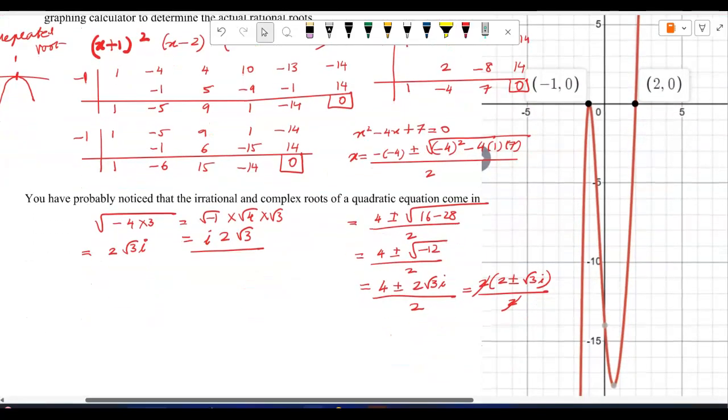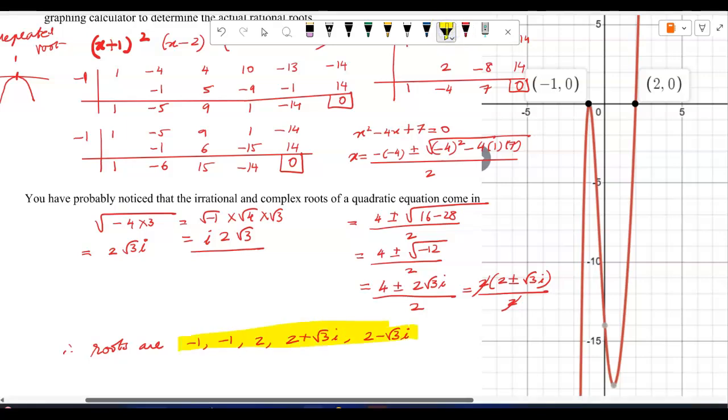So what are my roots therefore? Wait, how did you remove that? Oh, you removed 2 common from the numerator, from the 4 and from this. You can't cancel like this because there's a plus sign. You have to remove a common factor. So you got rid of the 2, and then that becomes 2 plus root 3i. So the roots are minus 1, minus 1, 2 plus root 3i, 2 minus root 3i. These are my 5 roots.